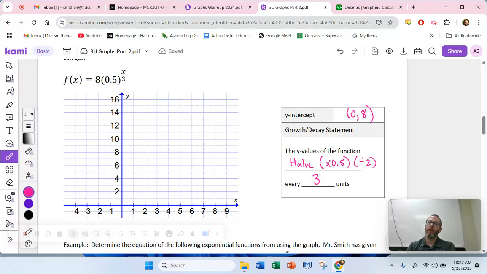So what will that look like? So you start at 0, 8, and then you apply your rule. In 3 units, you decrease to 4. And then in another 3 units, you decrease to 2. And in another 3 units, you decrease to 1. It kind of just stretches it out. Not so bad. We can all do this. I believe in you guys. Working backwards, we could also get 1 more point on here. If you go back 3, that would get you to 16.